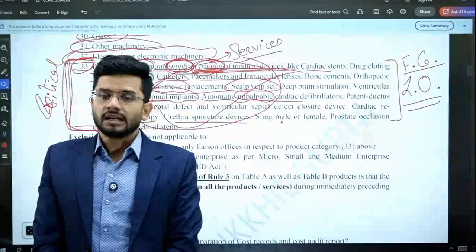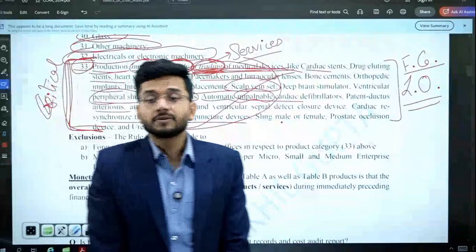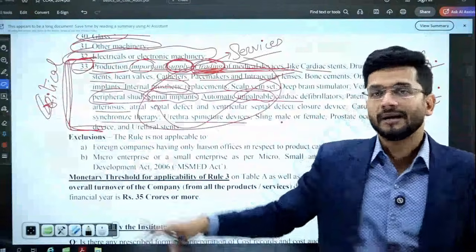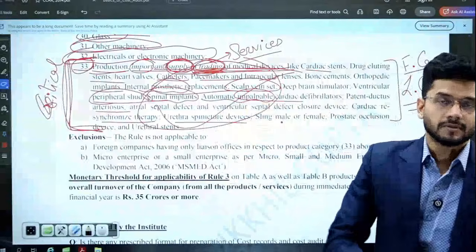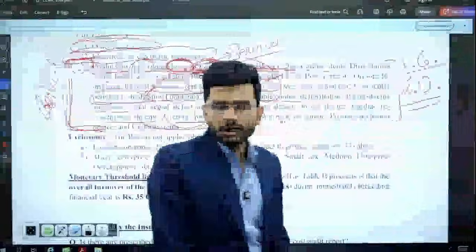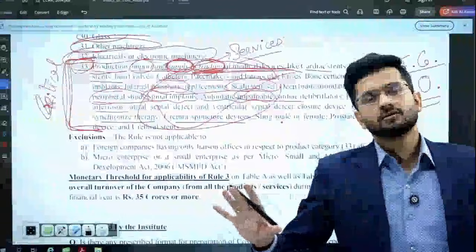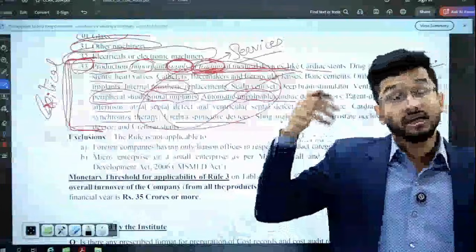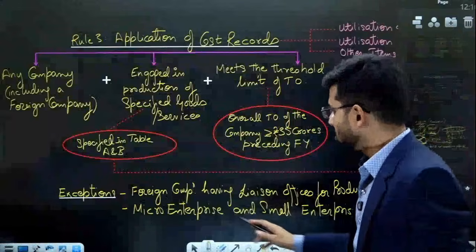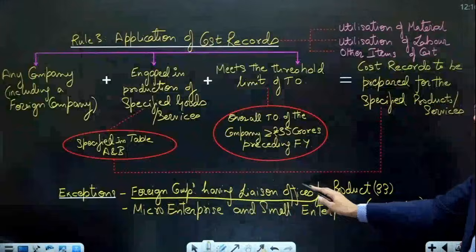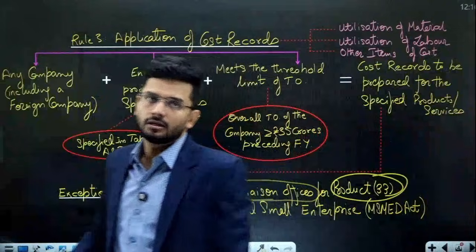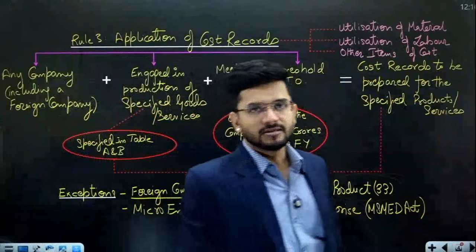Because if a company has opened a license office in India, then the primary purpose is to publicize their products, to market their products which are used for medicinal purposes. They are all products which are used for medical purposes. So the cost records are not required to be prepared in this case. Cost records are exempt, even if the turnover is above 35 crores. So the first exception is a foreign company having a license office for product category 33 is exempt from cost records. This is the first exception.